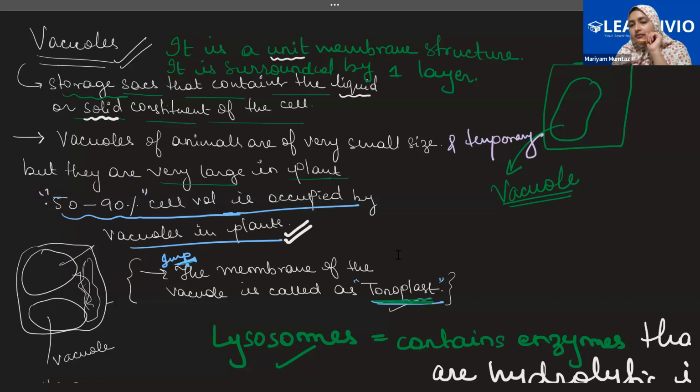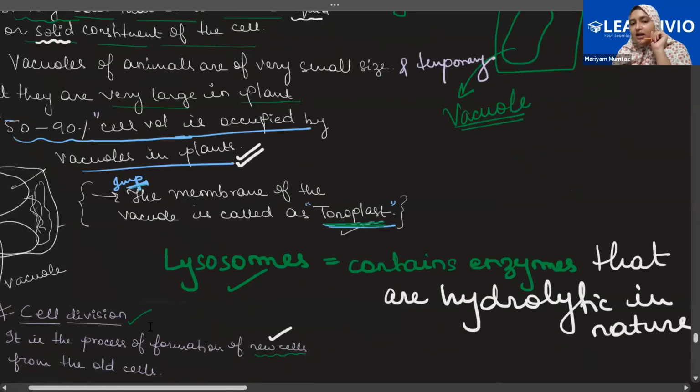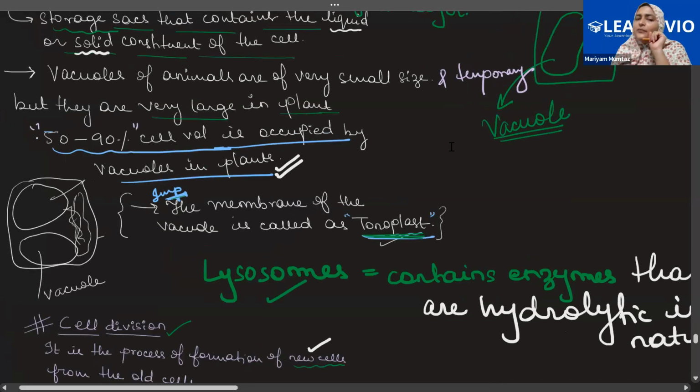Ma'am, the folds in the mitochondria. Very good. Which layer of the mitochondria folds and forms the cristae? Outer or inner? Inner. Very good. Now tell me, the lysosome, which is a cell organelle, is formed by which cell organelle?